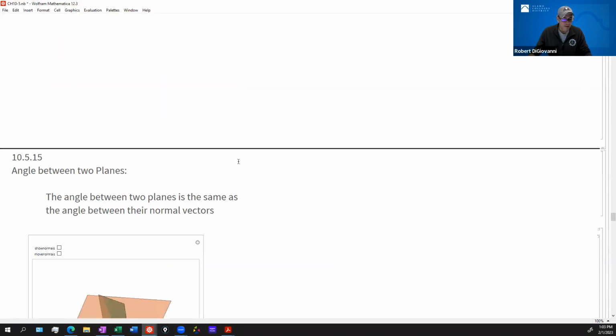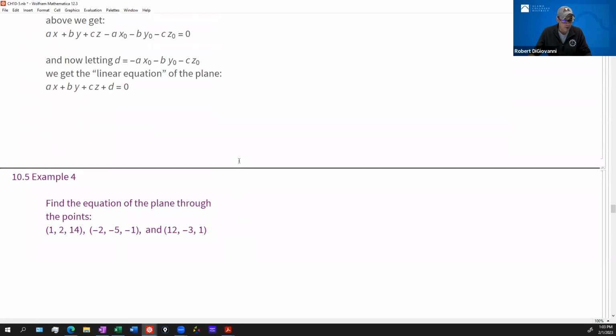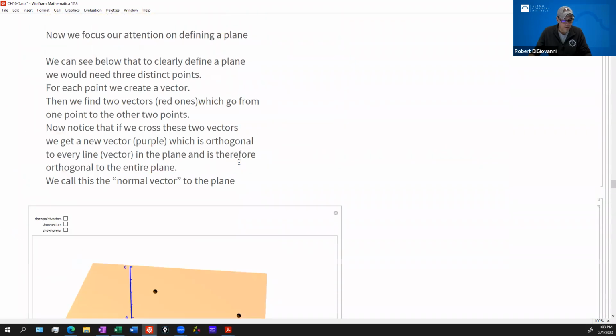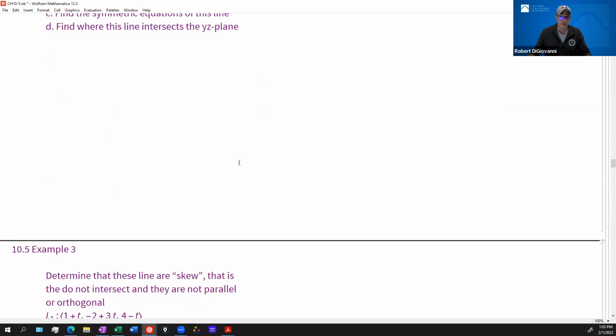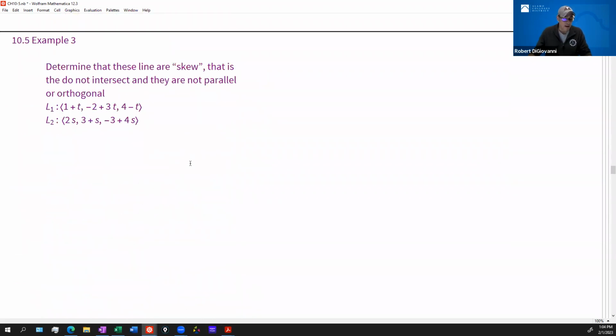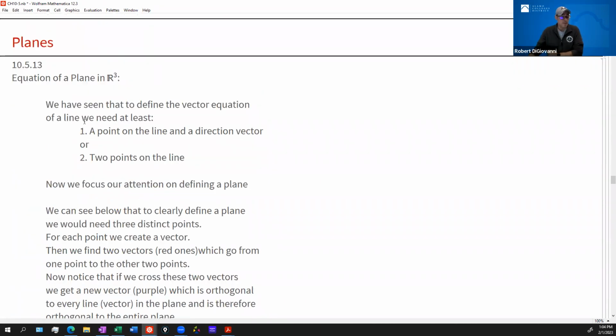All right, we are continuing 10.5 today. What we had done last time, we had finished out the vector equation of lines, right? And the last thing we did in class was to look at 2 different lines and show that they were skew, right? So we're now going to continue this section and talk about planes.